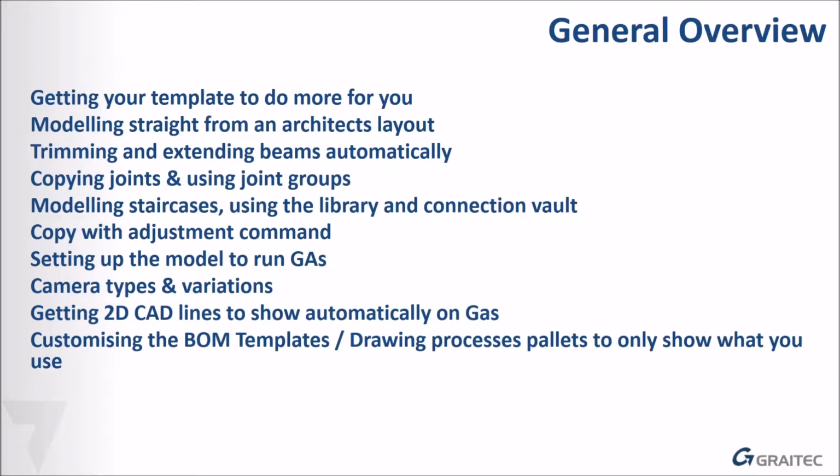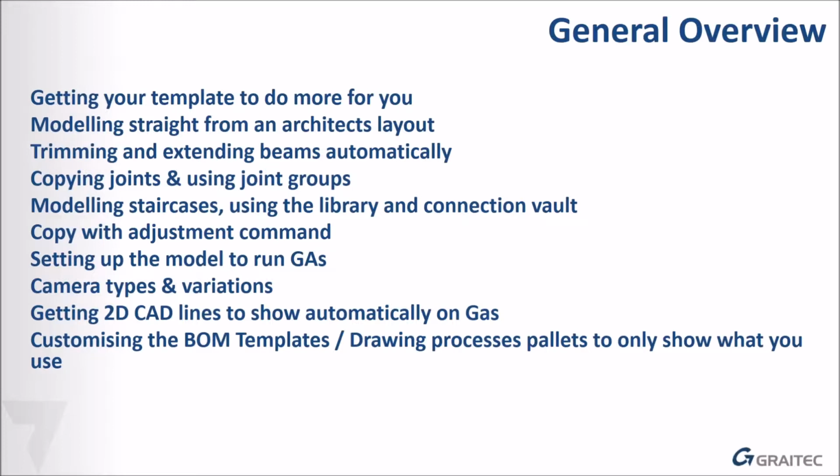A lot of you will get architects' and engineers' layouts. So I'm going to show you a couple of different modelling tips where we can take the architect's lines, convert them straight to Advanced Steel beams and tidy them up from there, which is trimming and extending beams. Then we'll look at putting joints on and using the joint copy features and the group features. We'll look at the staircase macro, how we can use the library to save entries, and then there's a couple of connections in the connection vault which help the stair macro.